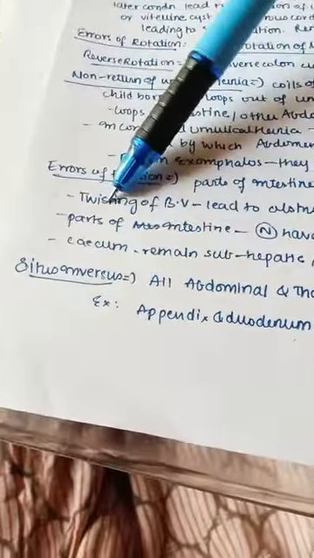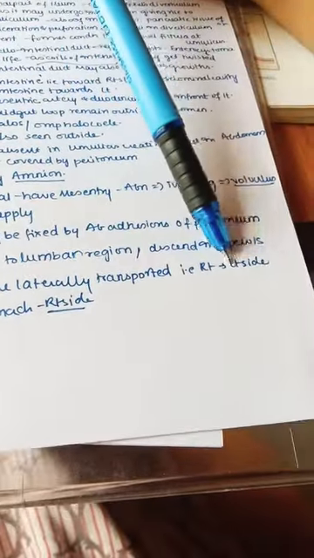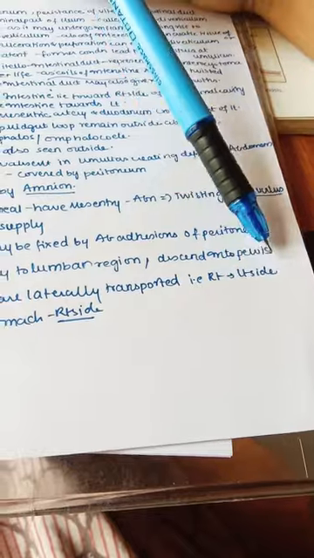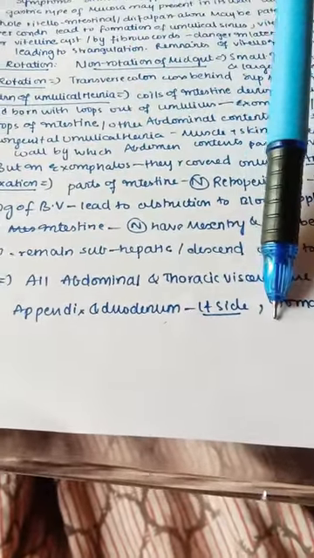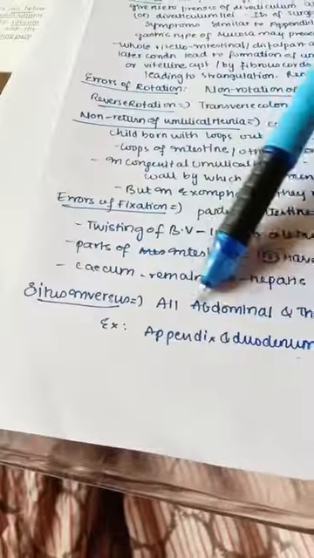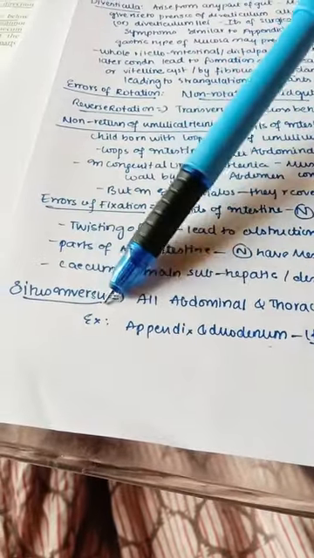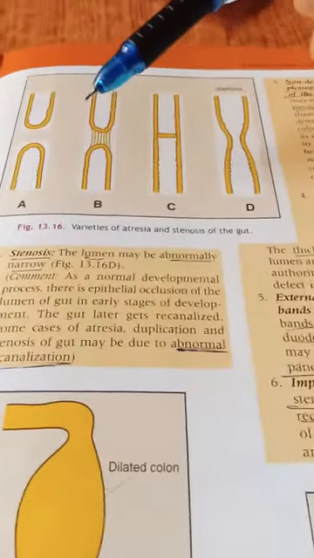The cecum may remain subhepatic, or descend only to the lumbar region, or sometimes descend into the pelvis. And situs inversus, we know, is where all abdominal and thoracic organs are laterally transposed to the opposite side, right side to the left and left to the right. For example, the appendix and duodenum should lie on the right side, but now they are on the left side. And the stomach, we know, is on the left side, but now the stomach may be on the right side. So this is a reversal of right and left sides of an organ, called situs inversus. Finally we'll see the diagrams and confirm this section, and we can end this section.